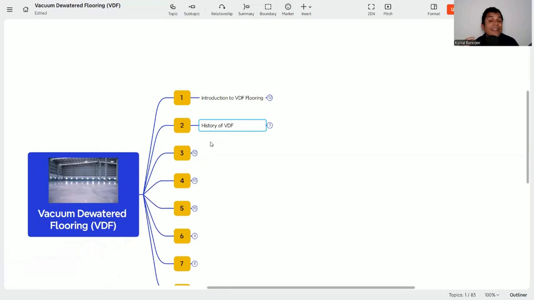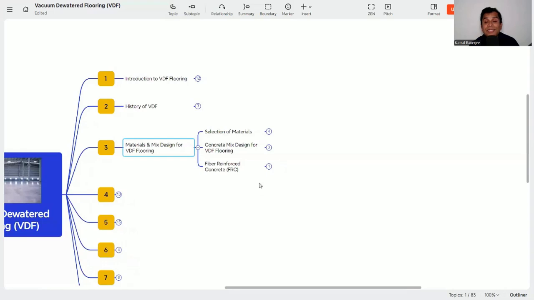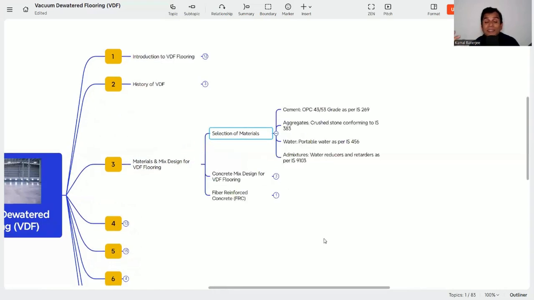The next is, what are the material or mix proportion design required for the VDF. First thing is the selection of material. What is the material we need? Cement, either OPC 43 or 53 grade as per IS 269, but other types of cement we can also use, but mostly we use 43 and 53 grade. Then aggregates, crushed stone aggregate as per IS 383, water, potable water as per IS 456, and admixture as per IS 9103.